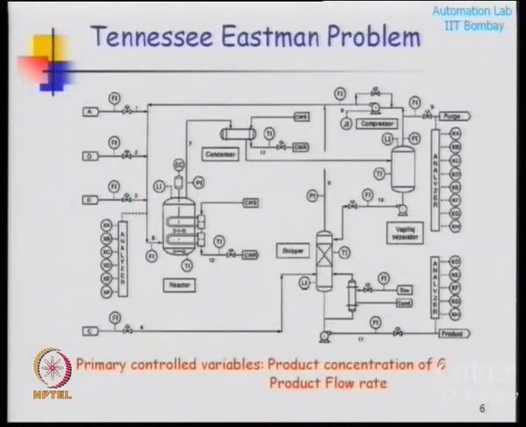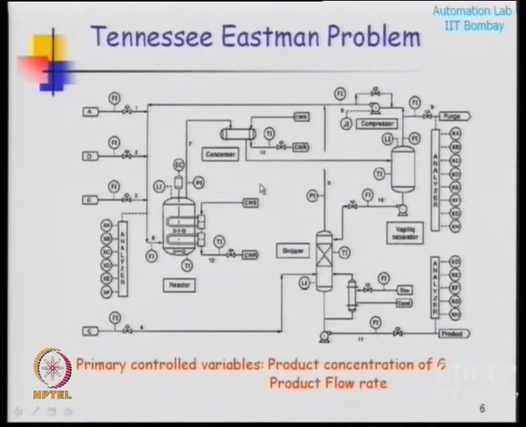I will just show you one simple example of a complex plant. This is the Tennessee Eastman problem, which was floated by the Tennessee Eastman company. We can appreciate this plant as a control engineer without knowing the physics. This is a reactor here, and in this reactor there is some reaction being carried out. The reaction gives rise to products which are gaseous. These products come out here and go to a condenser. So you condense those products.